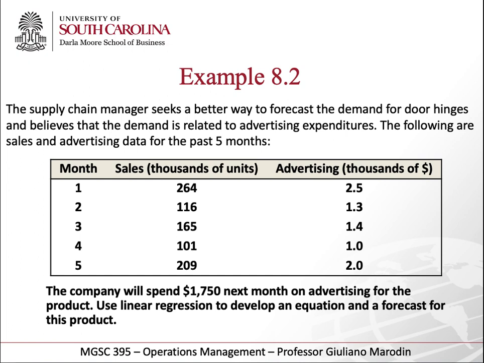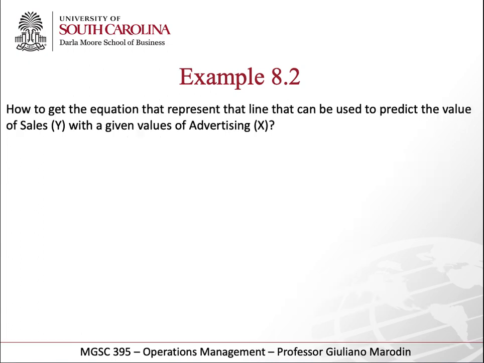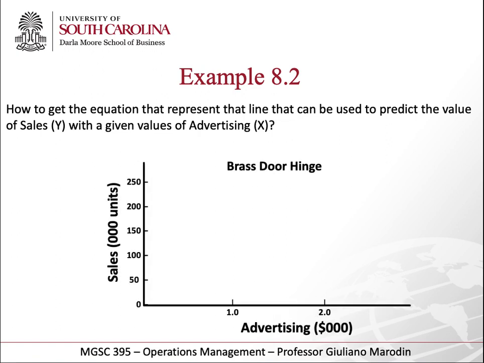So in this case, it is advertising that impacts sales, right? The theory behind it is if I advertise more, if I spend more money on advertising, I will sell more products. And we want to know if I spend $1,750 in one month on advertising, how many units am I going to sell in the next month, right? So causal method, advertising impacting sales. So we have a y variable and an x variable. Y is sales, x is advertising.